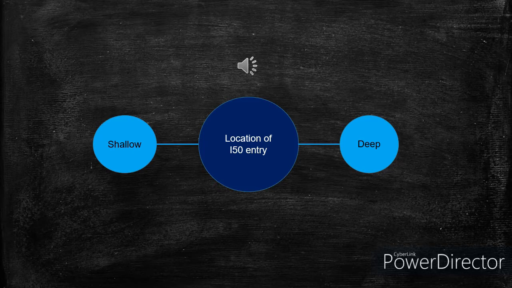Location of entry. A deep entry is deemed when the ball lands or a marking contest takes place within 30 metres of the goal line. A shallow entry is deemed when the ball lands or a marking contest takes place 30 to 50 metres from the goal line.